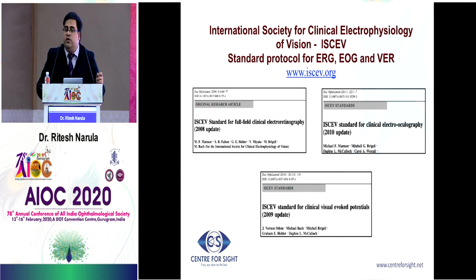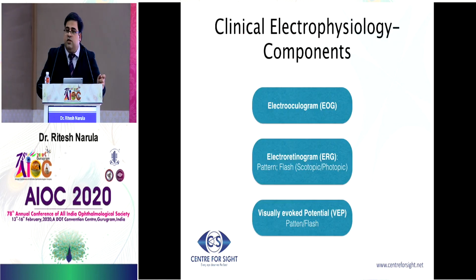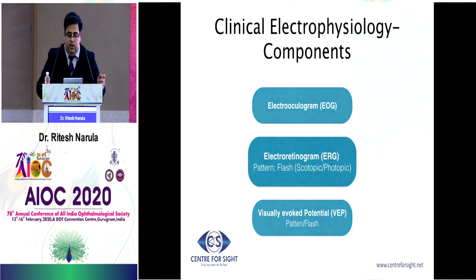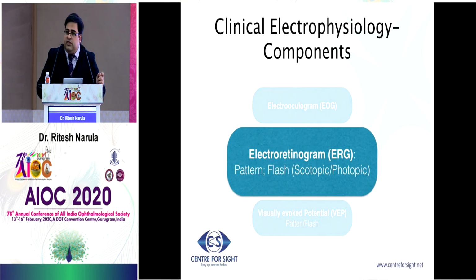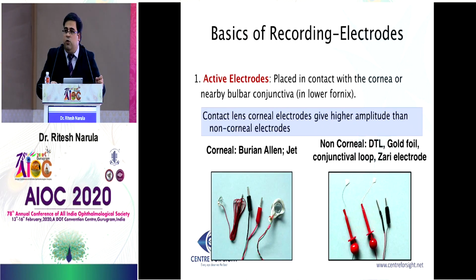I'm not going into details of those guidelines, but you can go through them. Based on that, we do our ERGs, EOGs, and VEPs. First, I'll start off with ERG. For ERG recording, like ECG, you also need electrodes. So what electrodes are required?